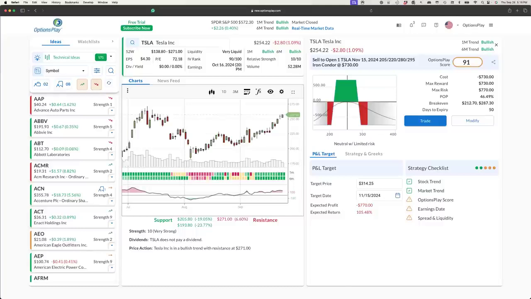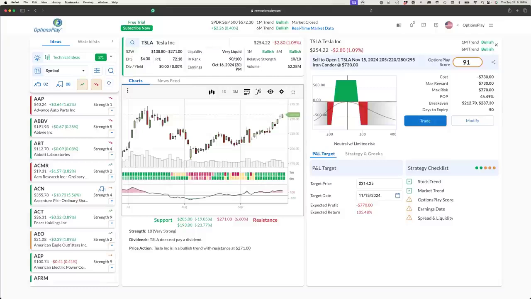You'll find that when something's deemed very liquid on our platform and you place an order basically at the midpoint or within a couple of pennies of the midpoint, you'll likely get a fill almost instantly. And that's really the only thing that you need to think about.